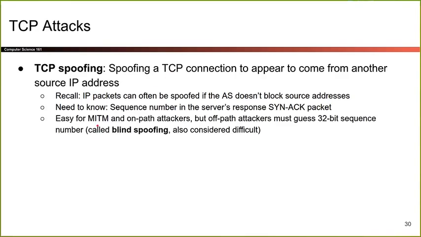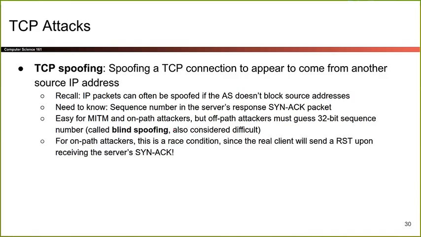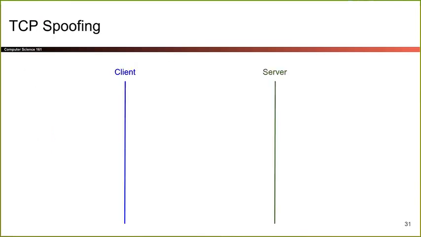Again, you'll notice a pattern here, which is that if you can read sequence numbers as a man in the middle or an on-path attacker, this is super easy. If you're off-path, you have to guess, which is hard. So again, kind of the same pattern as before. And again, there is a race condition if you're on path because you have to get there first. So this one, I think a diagram is the most helpful, but here we go.